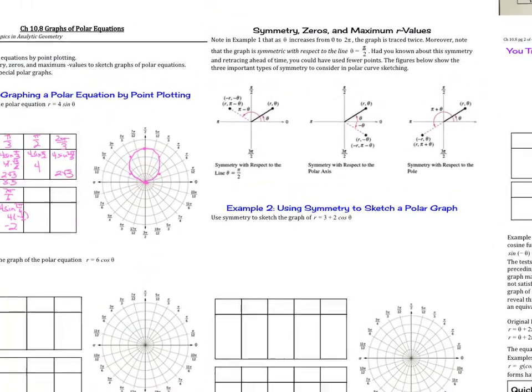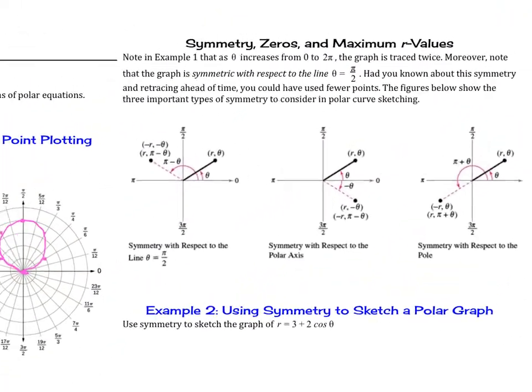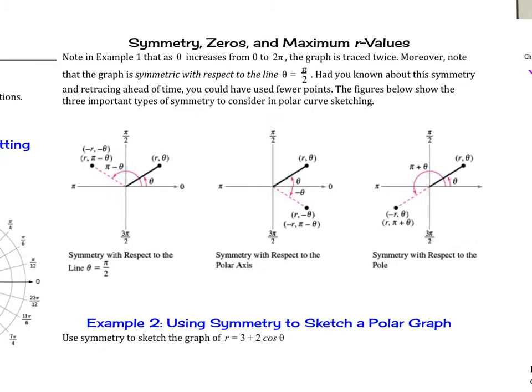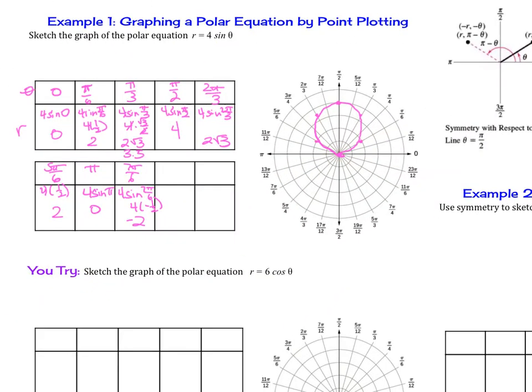Looking at this, we can tell that there is symmetry. Note in example 1 that as theta increases from 0 to 2 pi, the graph is traced twice. Moreover, note that the graph is symmetric with respect to the line theta equals pi over 2. You see that here. It is symmetric across this line here.